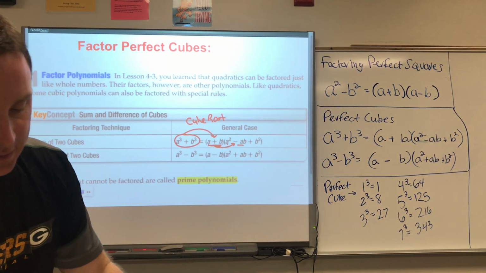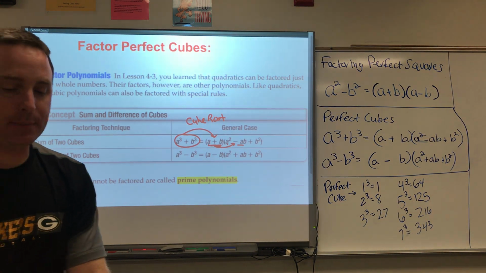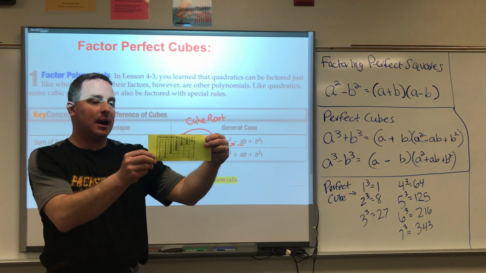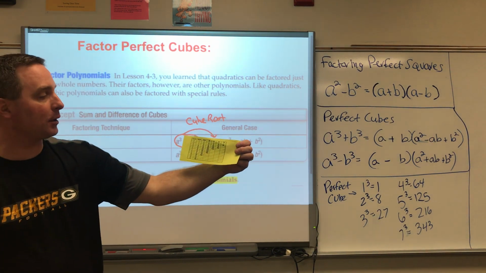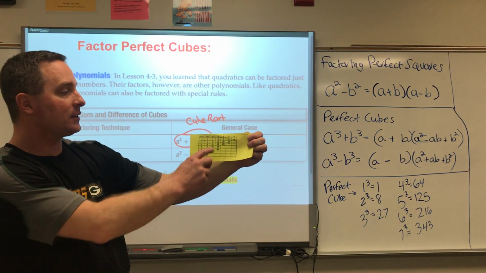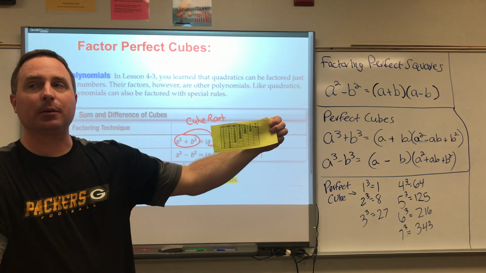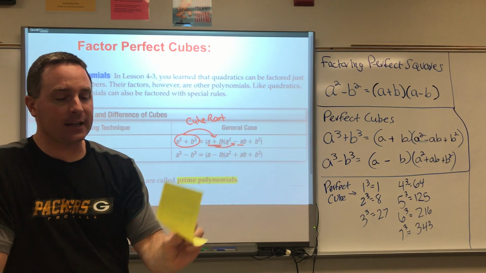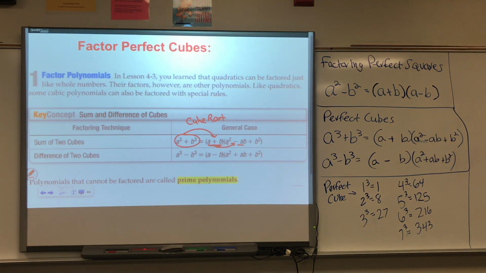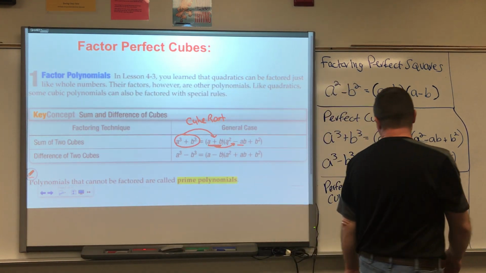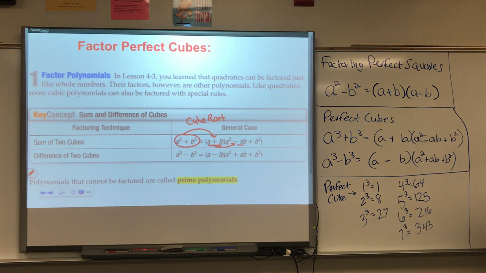Another good thing that can be helpful is, once upon a time I gave you a little half piece of paper that had perfect cubes and perfect fourths and perfect fifths. We would just go down the column that has the perfect cubes on it. That is also in your book. If you certainly want to look at it, you certainly can.